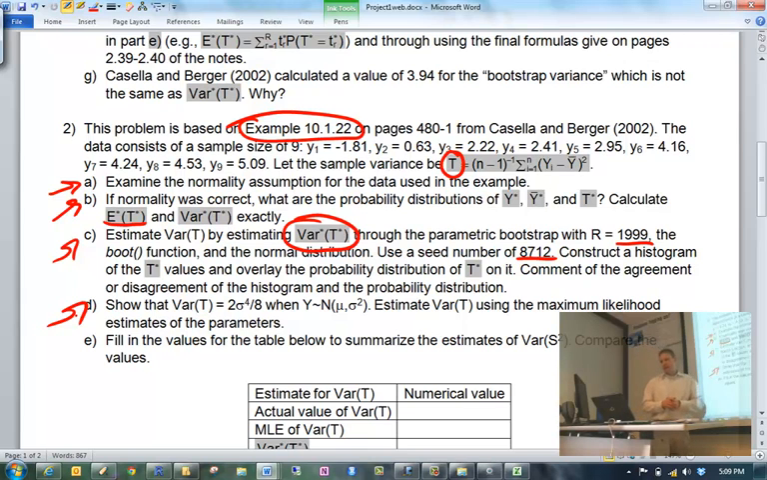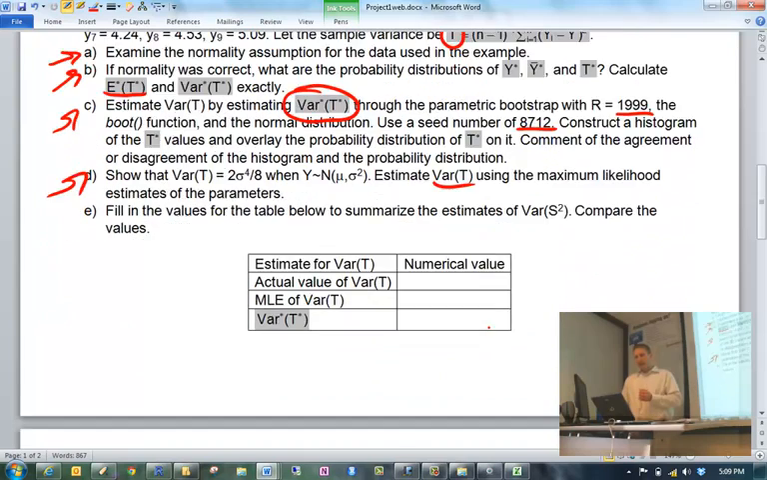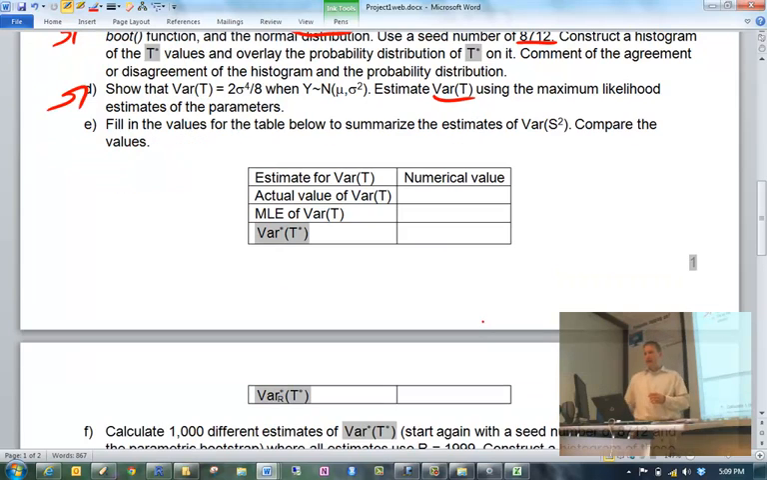Then, to relive your STAT 883 days, why don't you show me what the exact variance of t is? I'll actually go through the derivations, not too difficult. You've probably already done that before. And then estimate the variance of t using the maximum likelihood estimates of the parameters. So where you see sigma squared in there, we'll replace it with sigma hat squared. Then, finally, fill in the values for the table below. So just summarize everything that we've done.